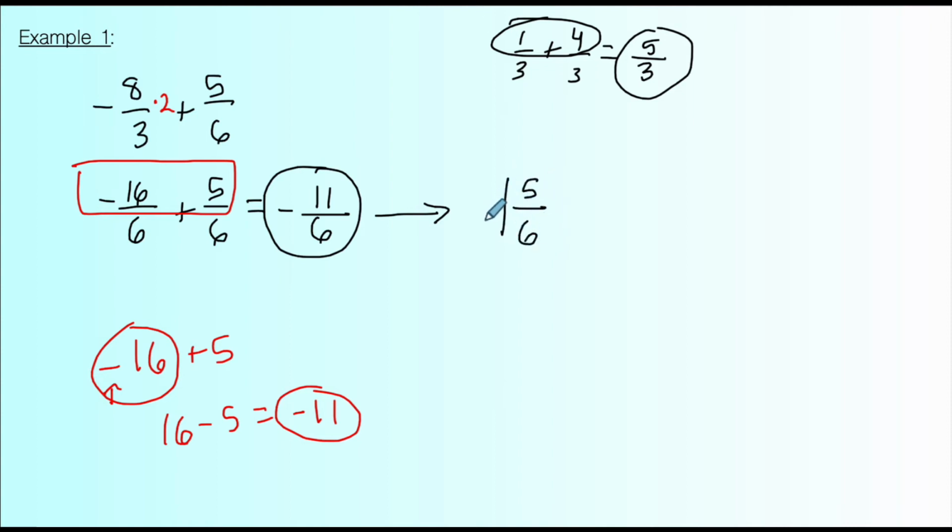Keep the denominator, and my answer is negative. So negative 11/6 is correct. A better way to express that is as a mixed number that is simplified, negative 1 and 5/6. So there's your first answer. Let's look at 2 more examples and then we'll call it a day.